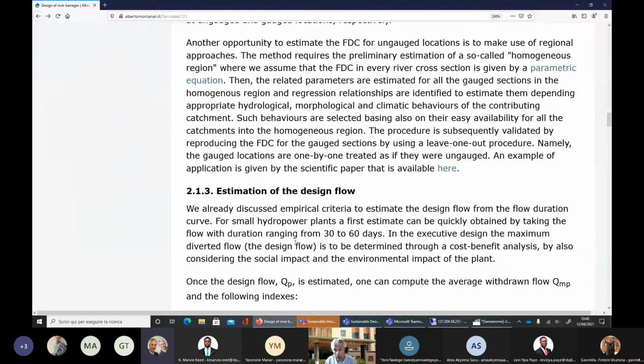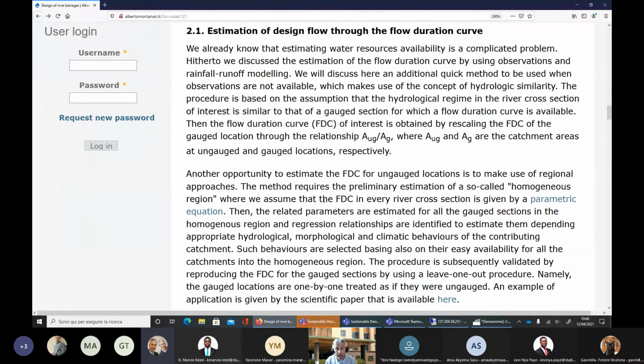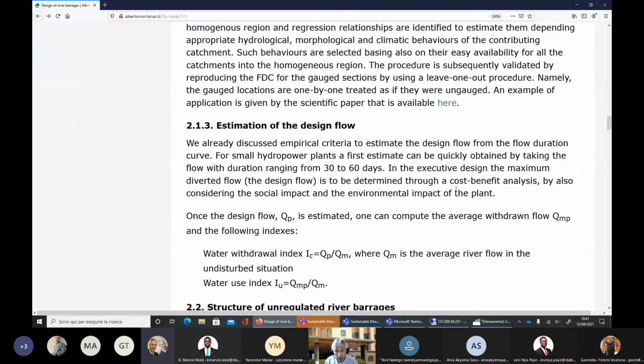And so here there is a very short paragraph to mention that we have to refer to the flow duration curve for estimating this design flow. And the treatment is very short because we already discussed this topic. Okay.